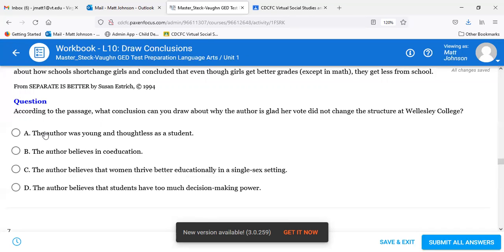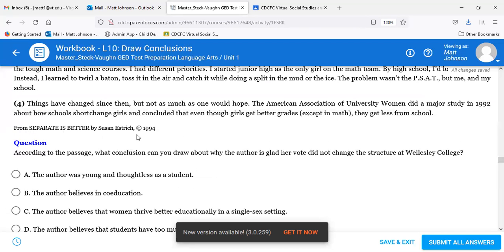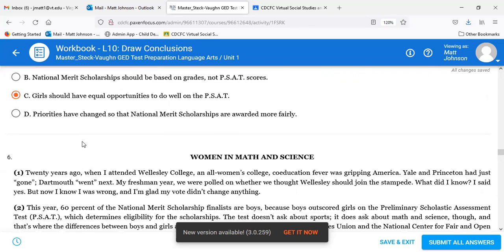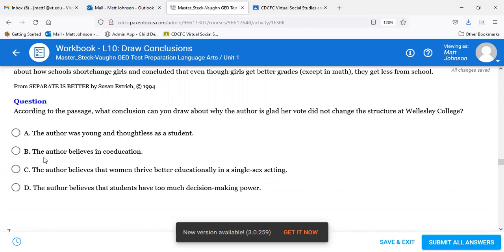C. Yeah, C as in cat, right? At the very beginning there, you have to, again, sort of think about the time frame. She was writing in 1994. She's talking about 20 years prior, where some of these colleges were going co-ed. So Yale and Princeton and Dartmouth all went co-ed. She happened to go to Wellesley, which was an all-women's school, and she thought, when she was younger, let's change. And then as she aged, she's like, no. C, she believes that women thrive better educationally in a single-sex setting.